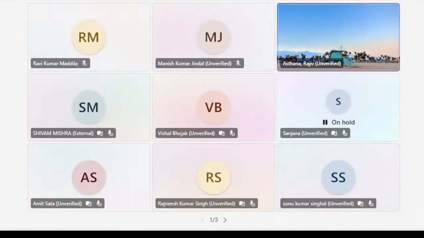So online participants, if you have any queries for Professor Rajiv Asthana sir, you may write the queries in the chat box. Sir will be happy to answer. Offline participants, you also may ask your queries to sir.